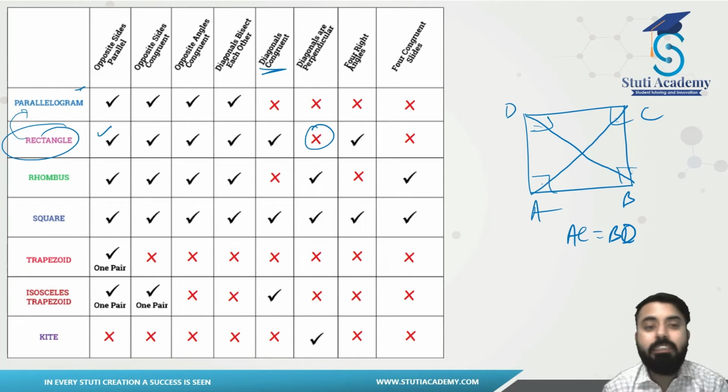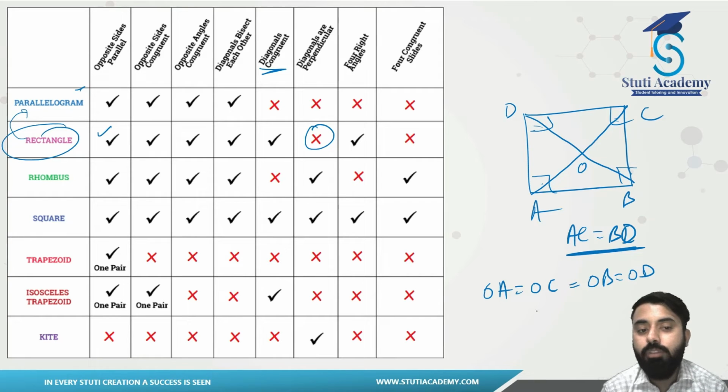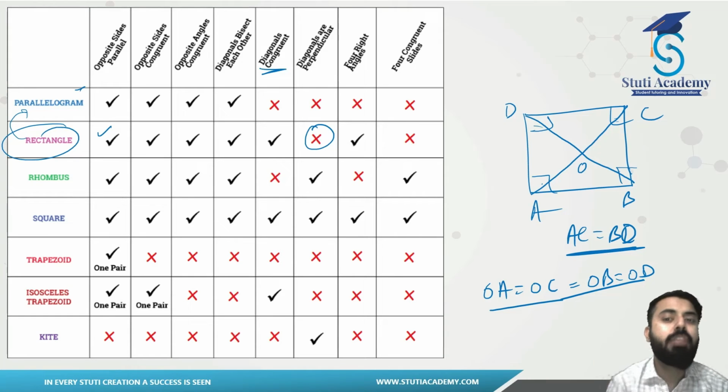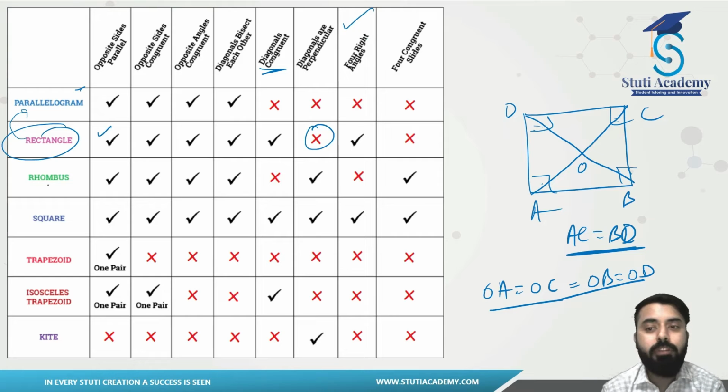They are of equal length and they do bisect each other. That means if I have this common point O, then OA is equal to OC, OB is equal to OD. And since the diagonals are equal themselves, you can say OA is equal to OC is equal to OB is equal to OD. So they are of equal lengths. That is the main thing. Four right angles are there. Then we have the case of the rhombus.